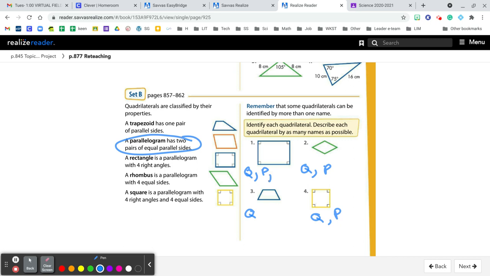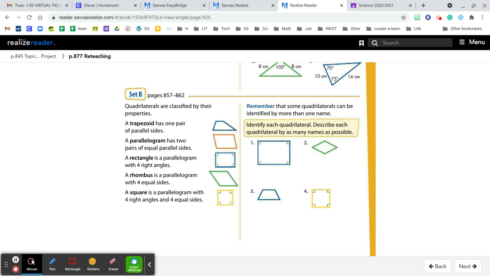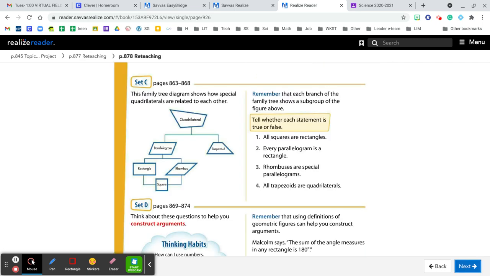And then we also call number 1 the rectangle. And number 2 is called a rhombus. Number 3 is called a trapezoid because there's only 1 set of parallel sides. And number 4 is called a rectangle, and it's called a rhombus, and it's called a square. Square has lots of different names. Okay. Go on to the next page.